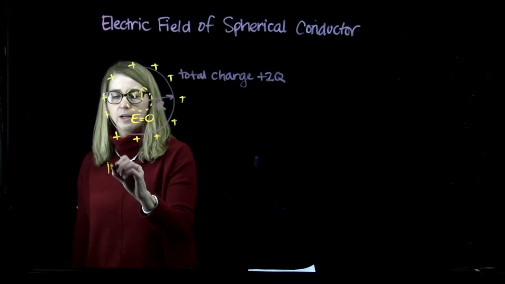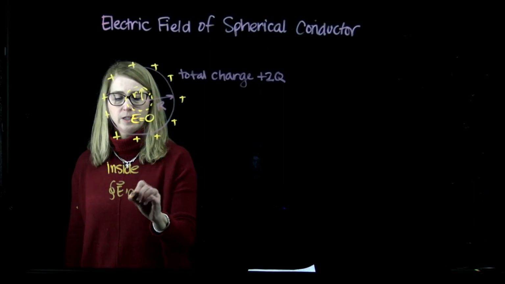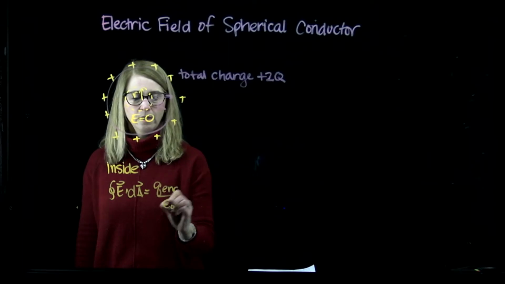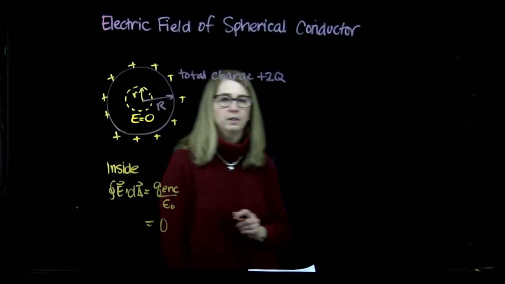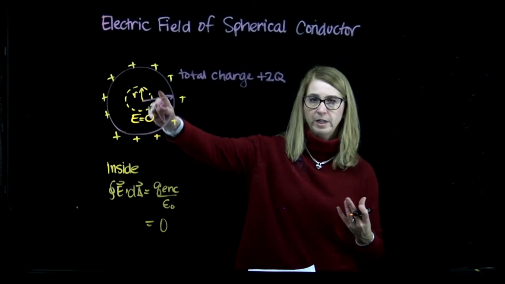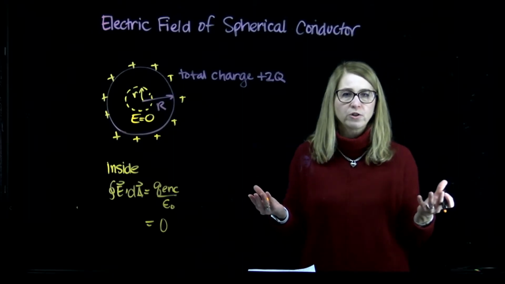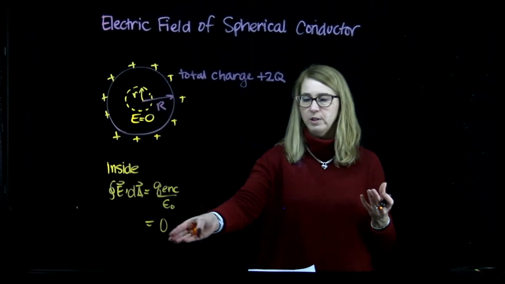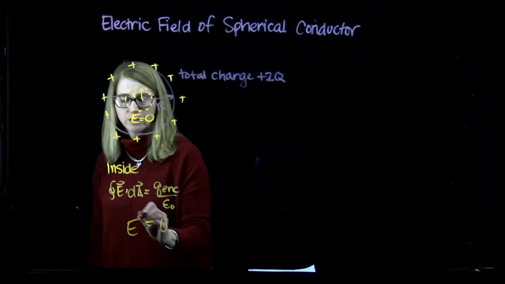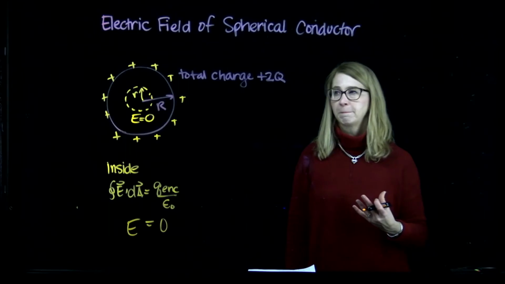If we did inside, and we did the integral of E dot dA equals Q enclosed over epsilon naught, well, I just said all the charge was on the surface, so if I took a little circle right here that represented my Gaussian surface, there's no charge in it because all the charge is on the surface. So the right-hand side of the equation is 0, which means that the electric field has to be 0. It's the only way to make that equation work.